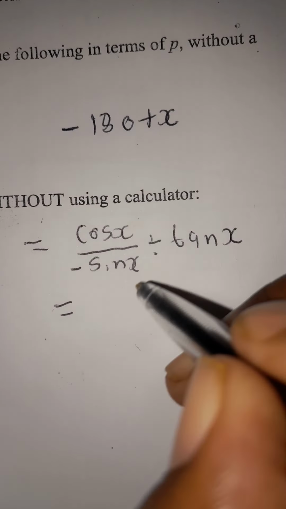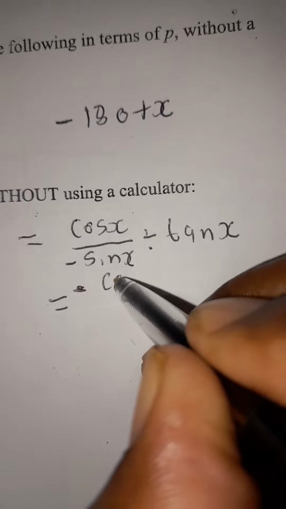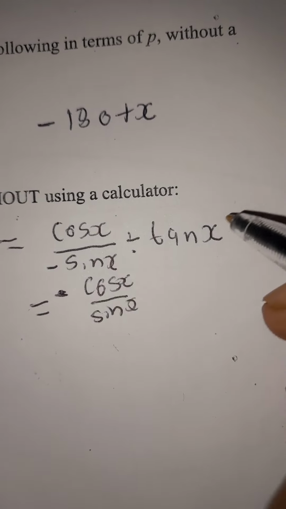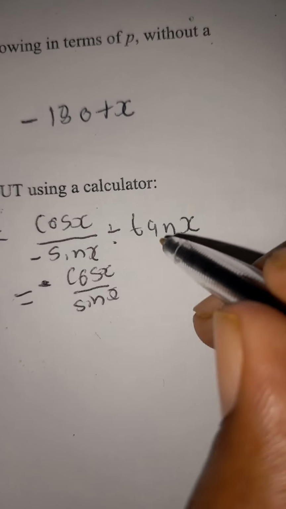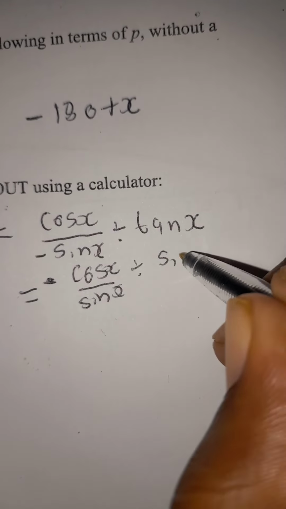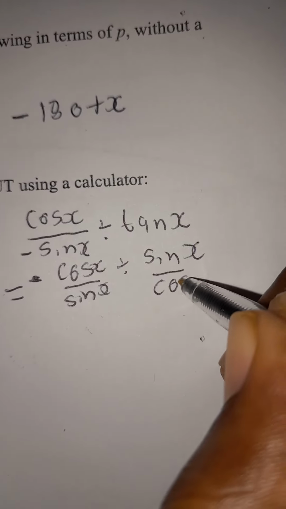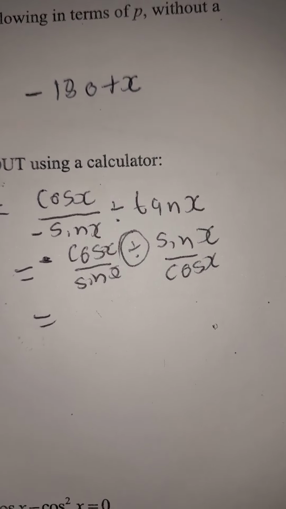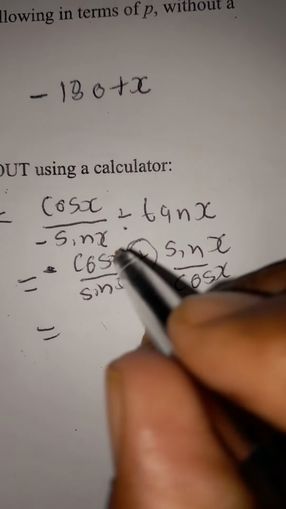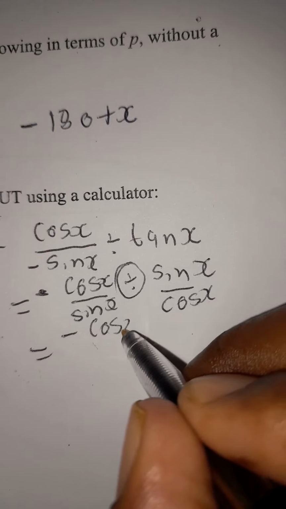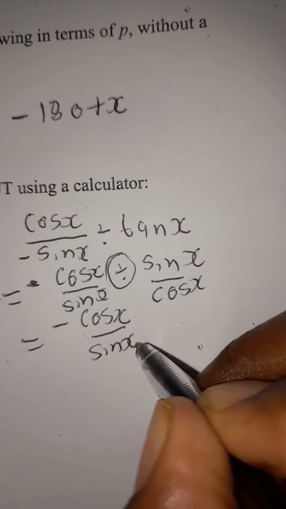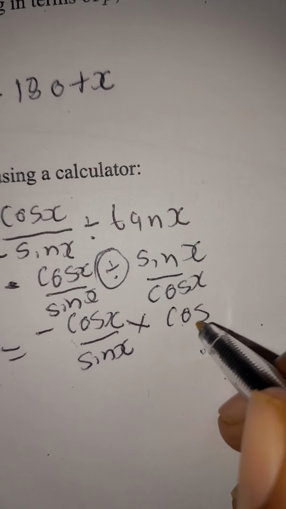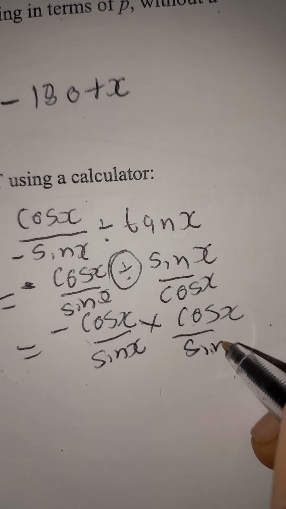So we know that you're having negative cos all over sine x. We need to change tan since it's a quotient identity. It's going to be sine all over cos. So what is the reciprocal of this? The inverse of this, the reciprocal. What is going to happen here? We are going to put multiplication. So it's going to be cos x divided by sine x.